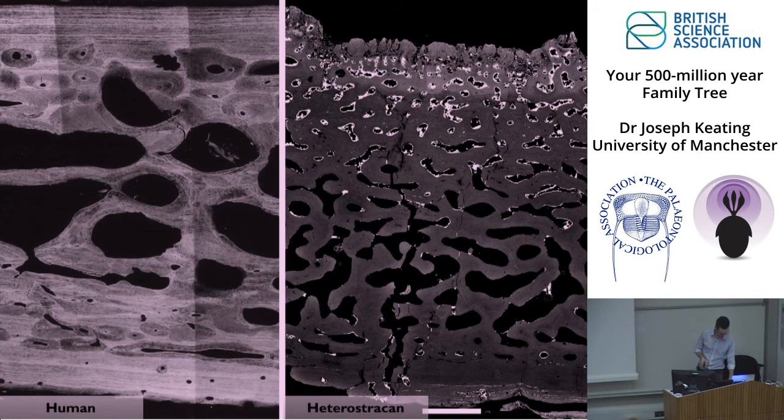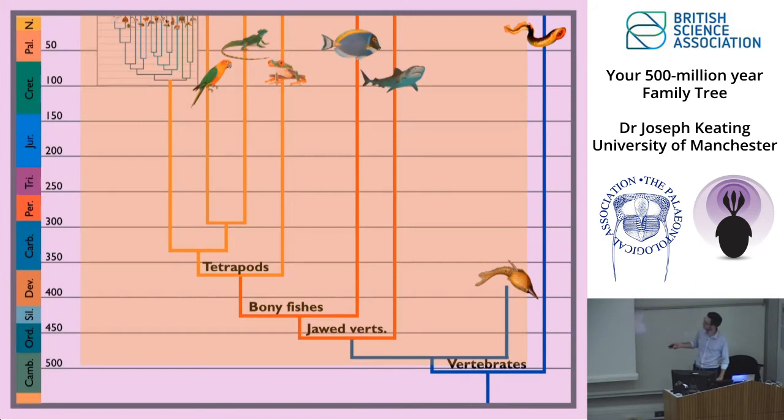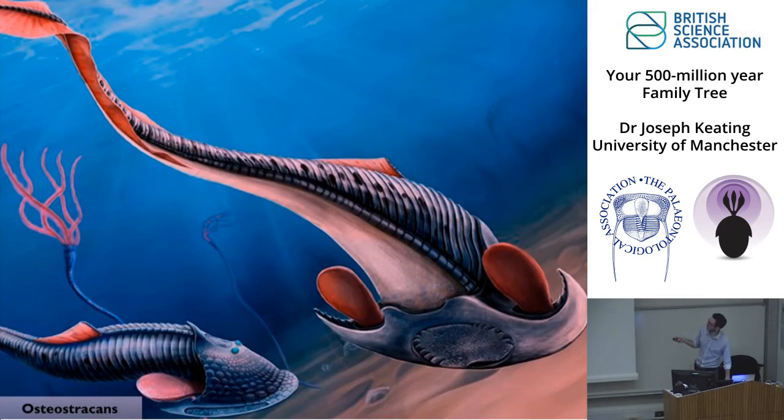So using all this anatomical data, we can place our fossil in our evolutionary tree. And we know that it groups with these other vertebrates to the exclusion of the lamprey, because it has, like these other vertebrates, a skeleton made out of bone and dentine. So the next guy I want to introduce you to is osteostracans.